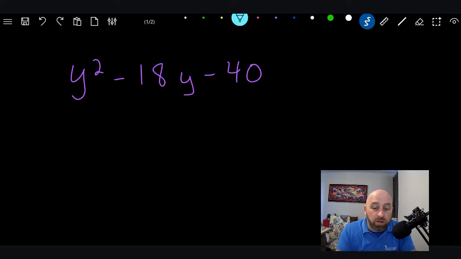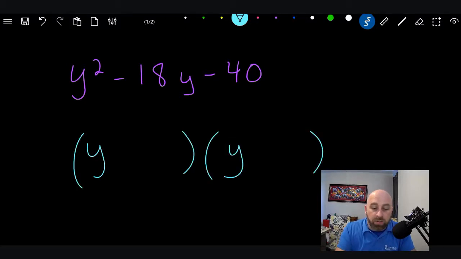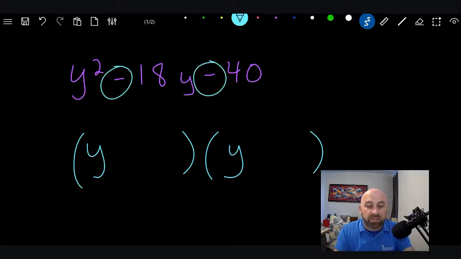Okay, so how are we going to do that? Well, what I told you in the last lesson was that you want to take this y squared and write it twice. And then we want to write our parentheses. Then I said you want to take this right here, this 40. Now, there's a trick right here because look at these signs. These signs are negative, negative. What's going on right here? Well, this is what I want to show you in today's lesson.